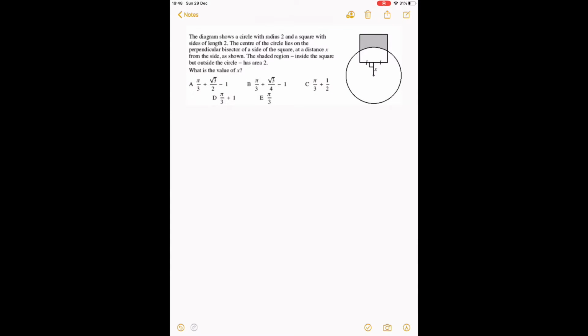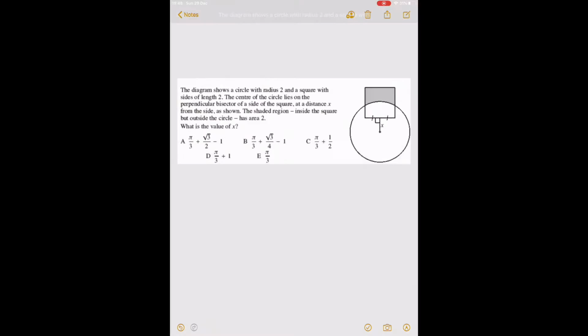So today's video is about this question. The diagram shows a circle with radius 2 and a square with sides length 2. The centre of the circle lies on a perpendicular bisector of a side of the square at a distance x from the side, as shown. The shaded region inside the square but outside the circle has an area 2. What is the value of x?